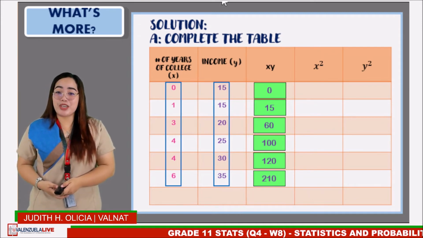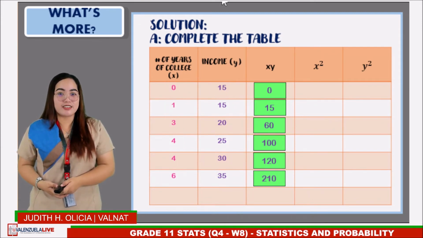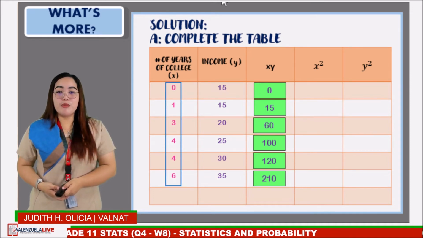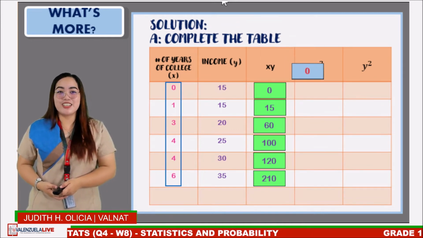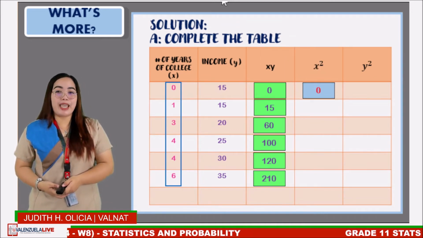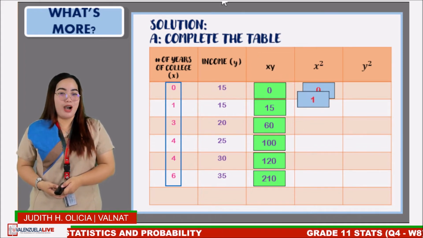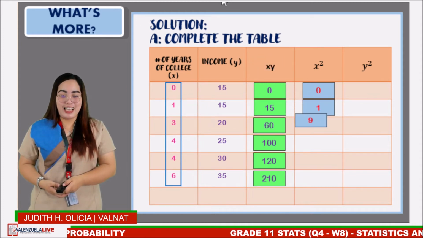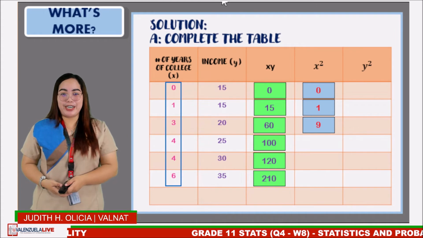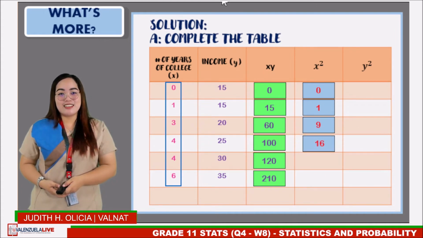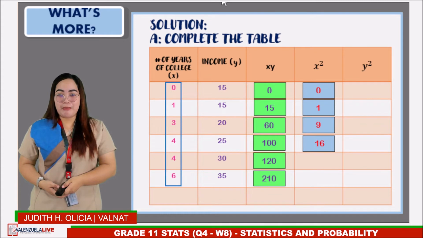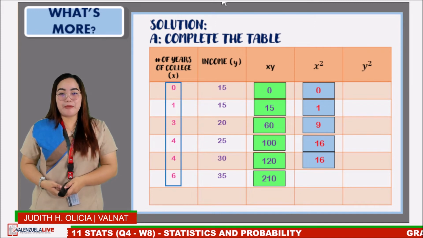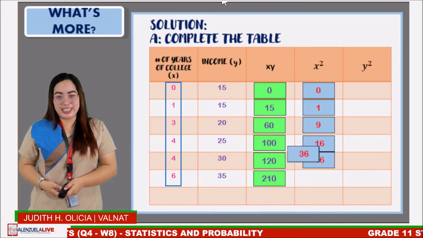The second step is to get the square of each element of X. 0 multiplied by 0, the product is 0. 1 multiplied by 1, the product is 1. 3 multiplied by 3, the product is 9. 4 multiplied by 4, the product is 16. 4 multiplied by 4, the product is 16 again. And 6 multiplied by 6, the product is 36.